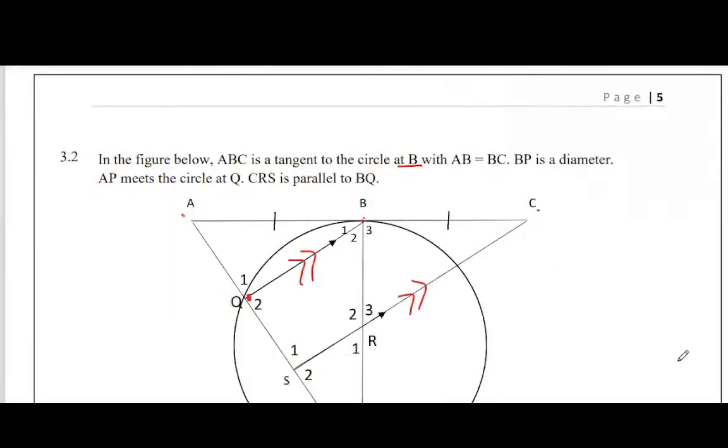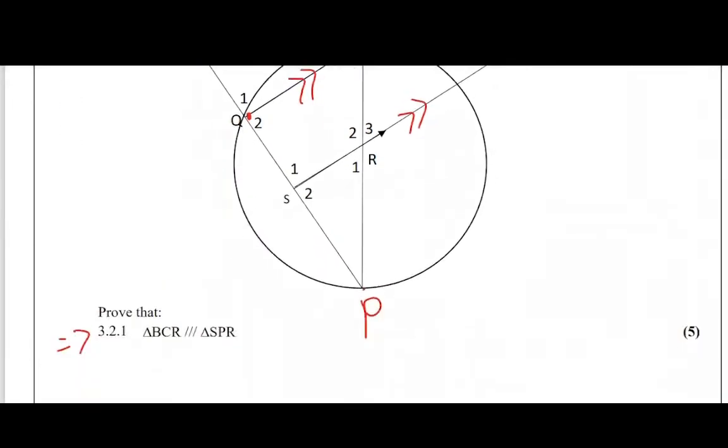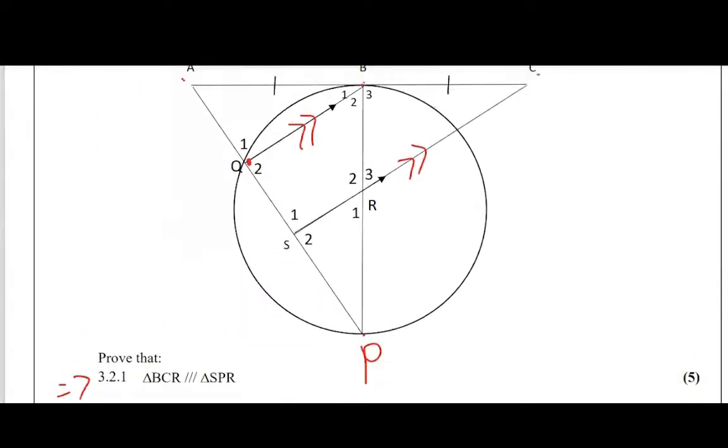Then question number 1, they want us to prove that triangle BCR is similar to triangle SPR. When triangles are similar, sizes may differ, but there are properties that are the same: the sides being in proportion and the angles being exactly the same.